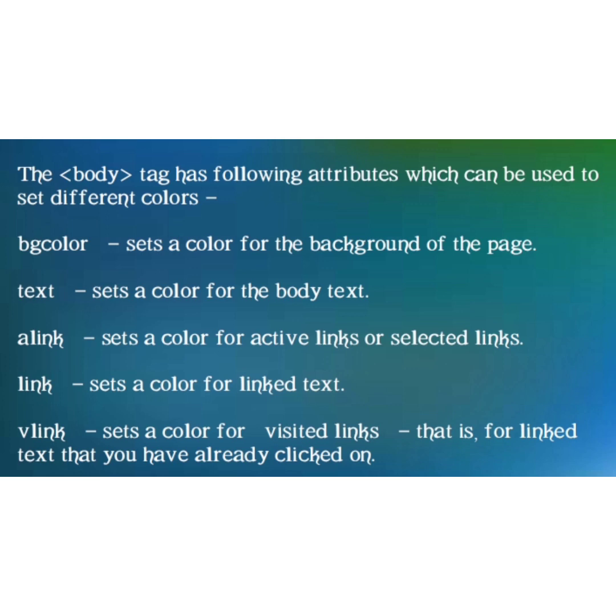Alink sets a color for active links or selected links. That means based upon the user necessity, if we click the link, the color of the link will be changed. Link sets a color for linked text. Vlink sets a color for visited links, that is, for linked text that you have already clicked on.